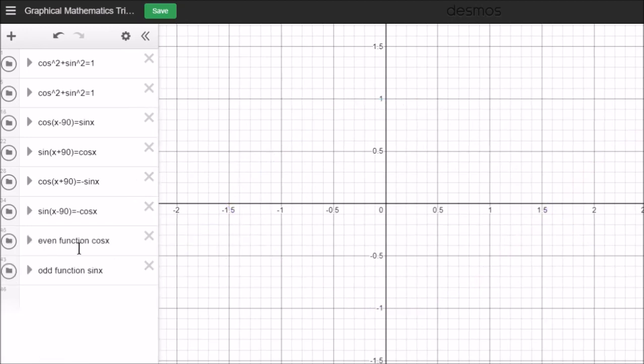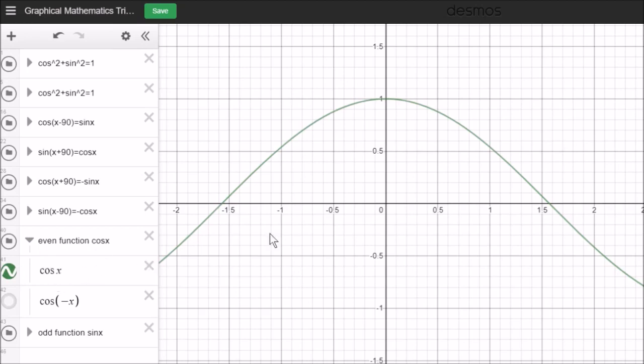Now another two important identities are the ones that deal with even functions and odd functions. We say that the cos function is an even function. What that means is, if I was to pick a value here, 0.5, and find the cosine of that value, it would be this height up here. But that would be the same as cos of minus 0.5. So the cos of x is the same as cos of minus x. A function with that particular attribute is called an even function.